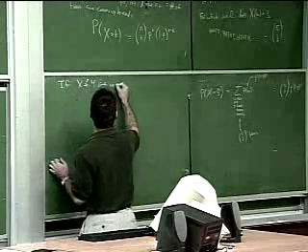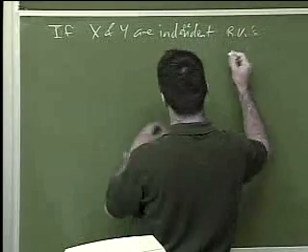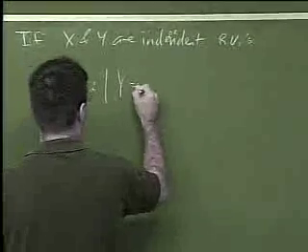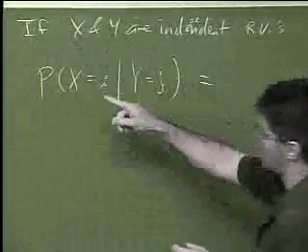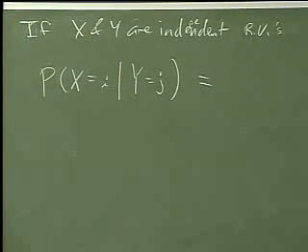X and Y are independent random variables. Independent. How can I simplify that? What's that probability? P of X equals i, right? Yeah, Ari? P of X equals i. Huh? What should that be? P of X equals i.